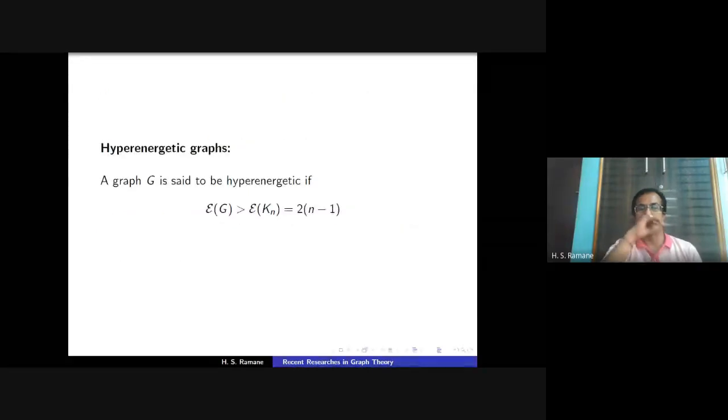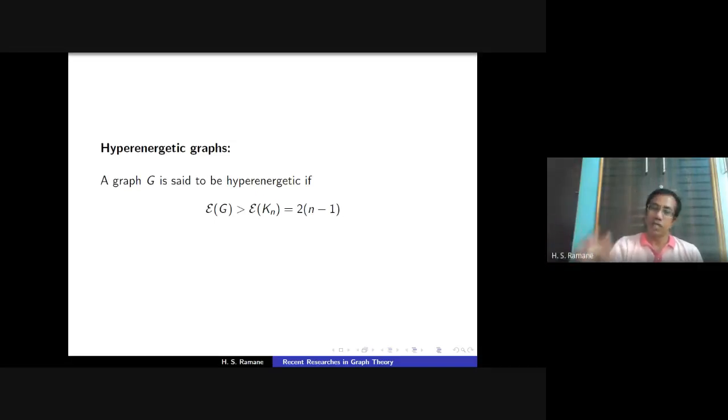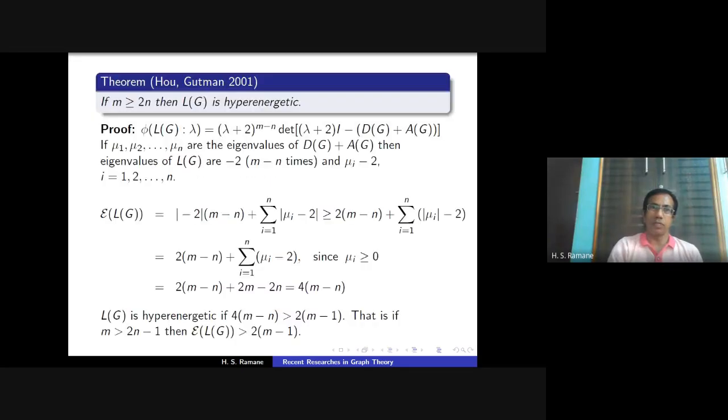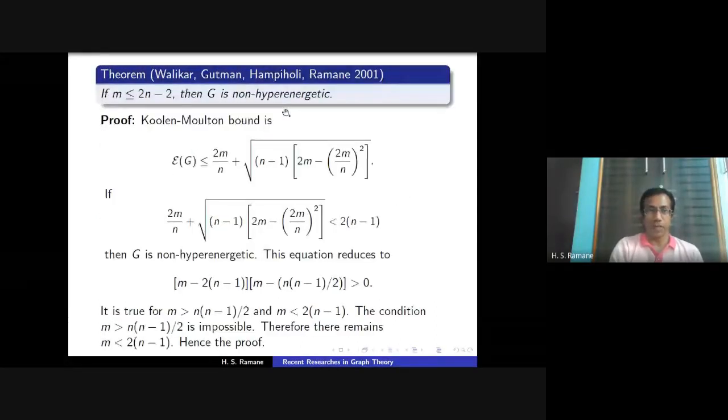Now come the hyperenergetic graphs. A graph is called hyperenergetic if the energy of G is more than the energy of the complete graph, because the complete graph does not have the maximum energy. The complete graph has the maximum number of lines, so we take it as the middle one. Graphs having energy less than the complete graph are called non-hyperenergetic. Here, for m greater than 2n, the line graph is hyperenergetic. I'll skip the proof. If m is less than or equal to 2n minus 2, then G is non-hyperenergetic. These are some conditions, but these are only sufficient, not necessary.